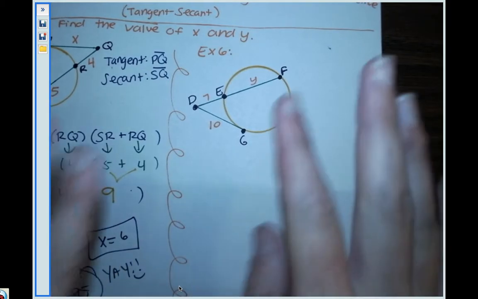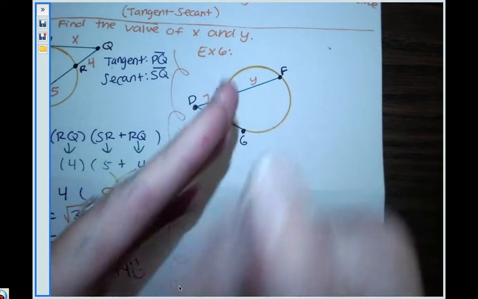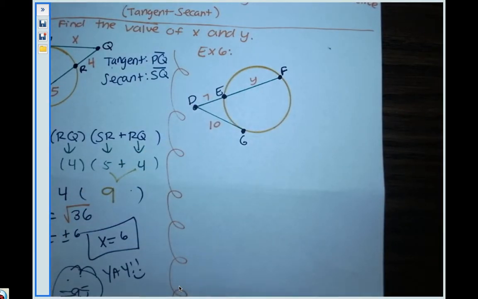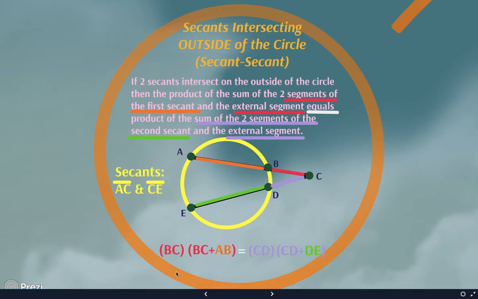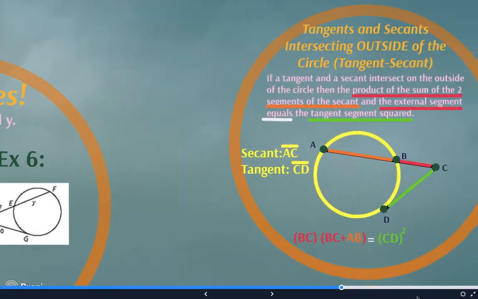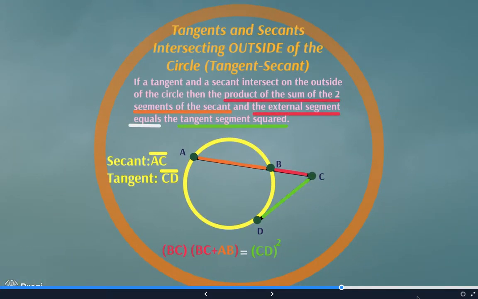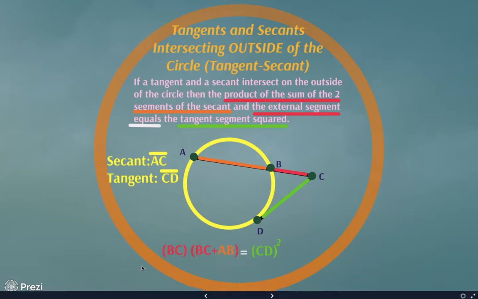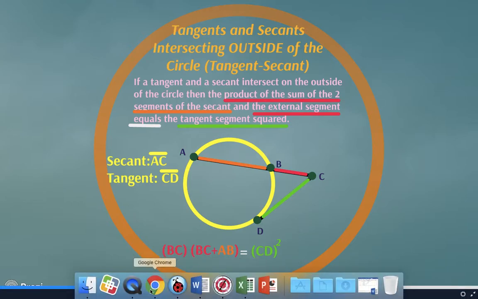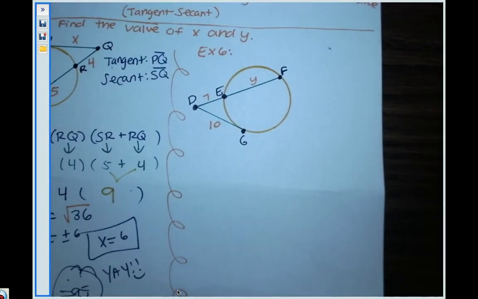So again, we have tangents and secants intersecting outside of the circle in this case. Quickly I'll recap the rule. This is our rule right here. Basically, if we square the length of the tangent piece, it will equal the piece of the secant that's on the outside of the circle times the piece of the secant that is outside the circle plus the piece of the secant that is inside the circle. So we'll be using that nifty property to help us solve. All right, let's get this show on the road.